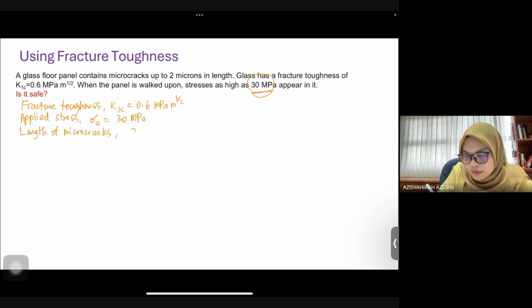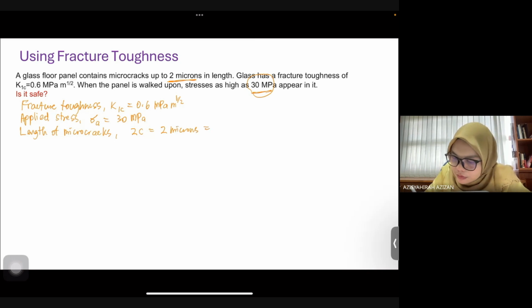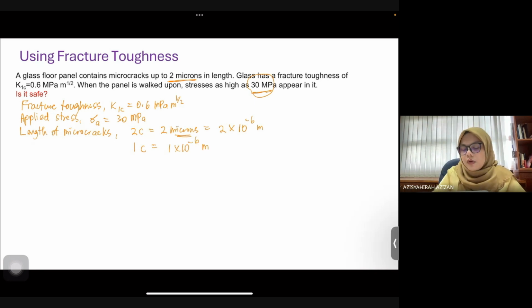Okay, micro crack is 2C, remember? 2C is 2 microns, which is equal to 2 times 10 to the power of minus 6 meter, right? So C, just now 2C, C is divided by 2, 1 times 10 to the power of minus 6 meter. So all in SI unit. Okay, now we can work the equation.